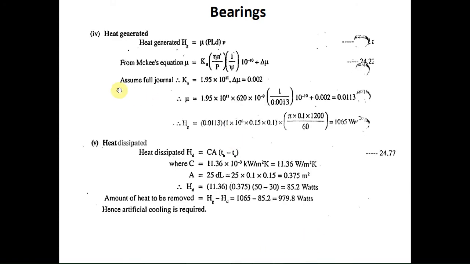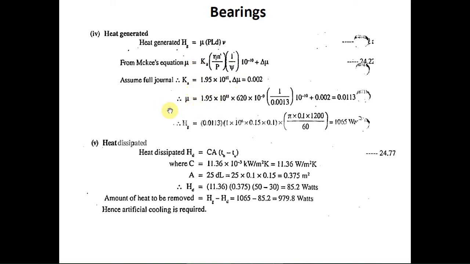Next, we have to find out heat generated. Heat generated Hg equal to mu P L D times the velocity term. You get it from the data book. That formula you have to utilize, and from McKee's equation for mu, it is K times eta N by P plus delta mu. This formula you have to use, again from the 24.2 data book. Assume full journal. I'll show that data book equation number later, because in a video it will become a disturbance. Now assume full journal, K equal to this value, and delta mu is 0.002. I already explained this when explaining McKee's equation. There I showed these values of K. These are available in the data book also.